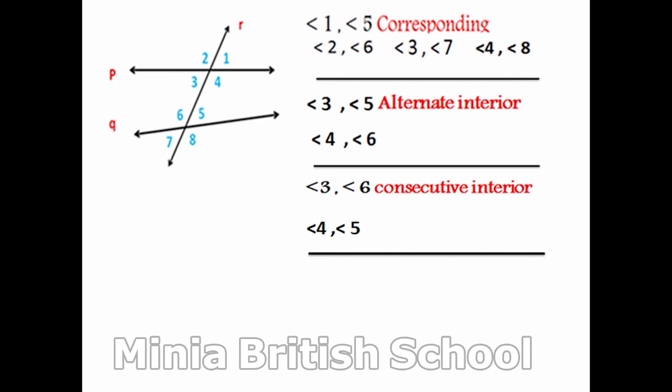And the last type that is formed is vertically opposite angles. Angles 1 and 3 are called vertically opposite angles. In all, there are four pairs of vertically opposite angles: 1 and 3, 5 and 7, 4 and 2, 8 and 6. And vertically opposite angles are always equal in measure.